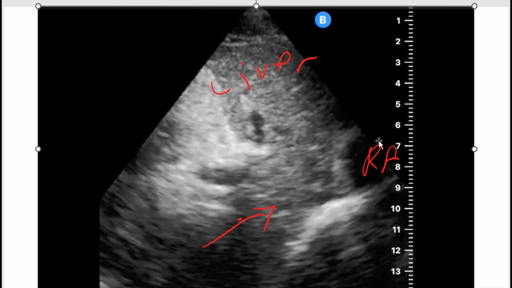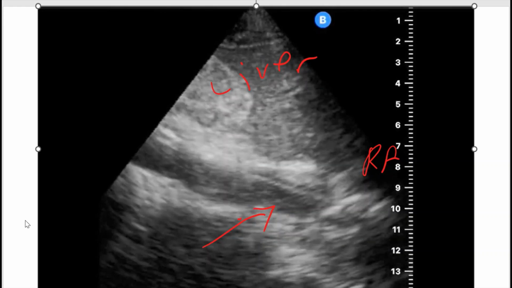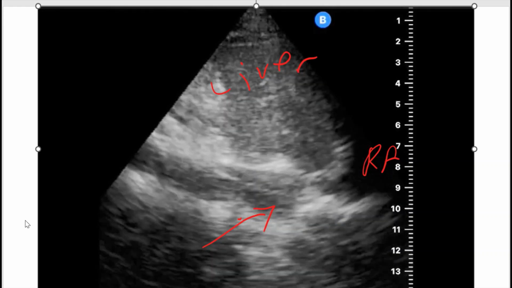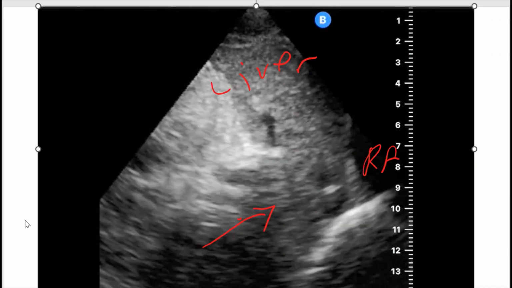Here we have the liver. This is where the RA is supposed to be, and the IVC will come around this area. Here it goes. It's coming in.